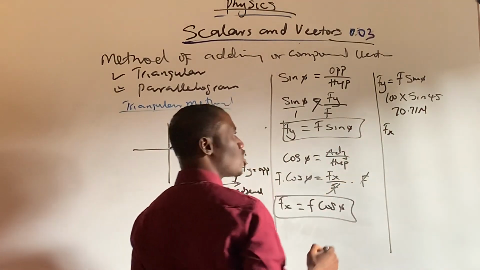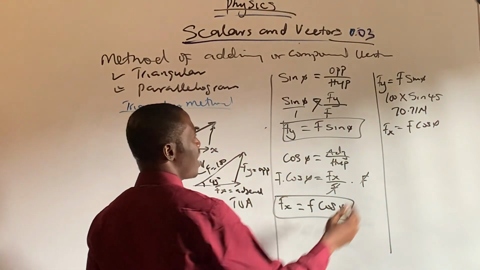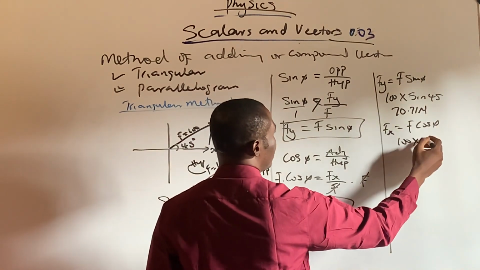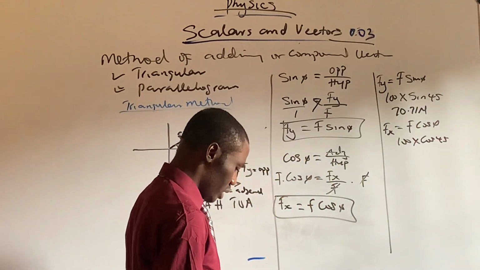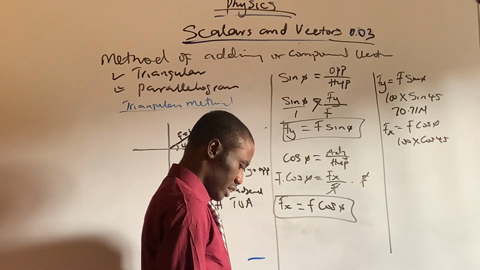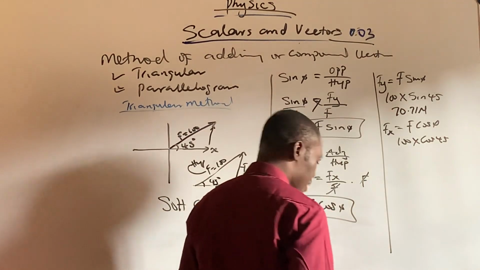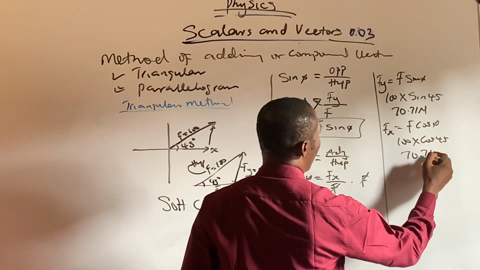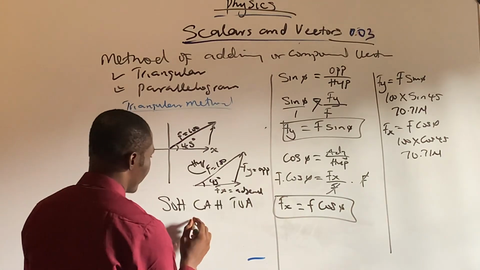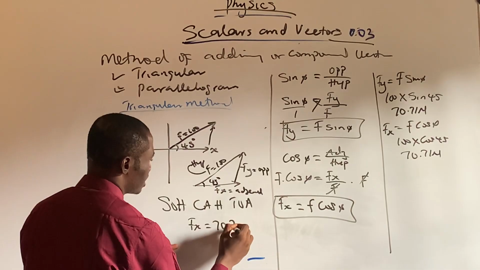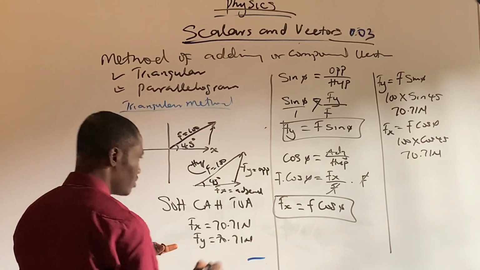So my x component will become F cos theta. Now, what's the F there? The F is 100. And what's the theta there? The theta is 45. Let's do that again. So I have 100 times cos 45. I'm going to have the same value, 70.71 Newton. That means that the Fx is 70.71 Newton, and the Fy is 70.71 Newton.